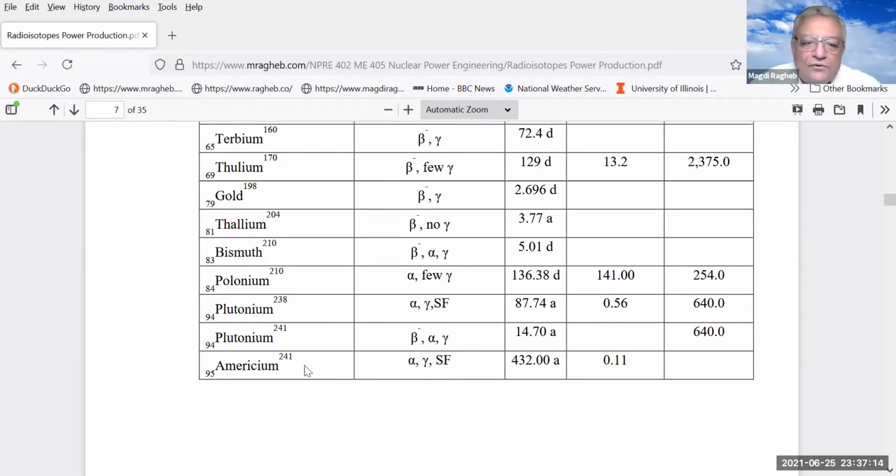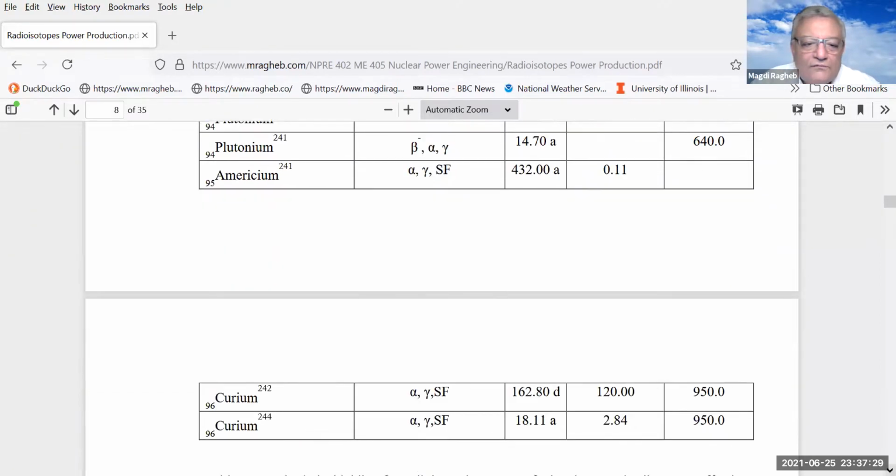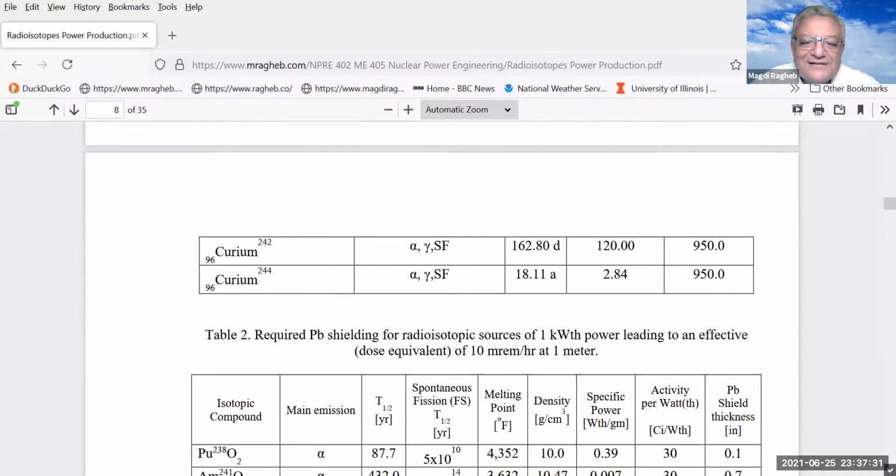Plutonium-241 also has been used, as well as americium-241. It emits alphas, gamma, and undergoes spontaneous fission. This one is used in smoke detectors. So in that case, do not place a smoke detector over your bed in general.